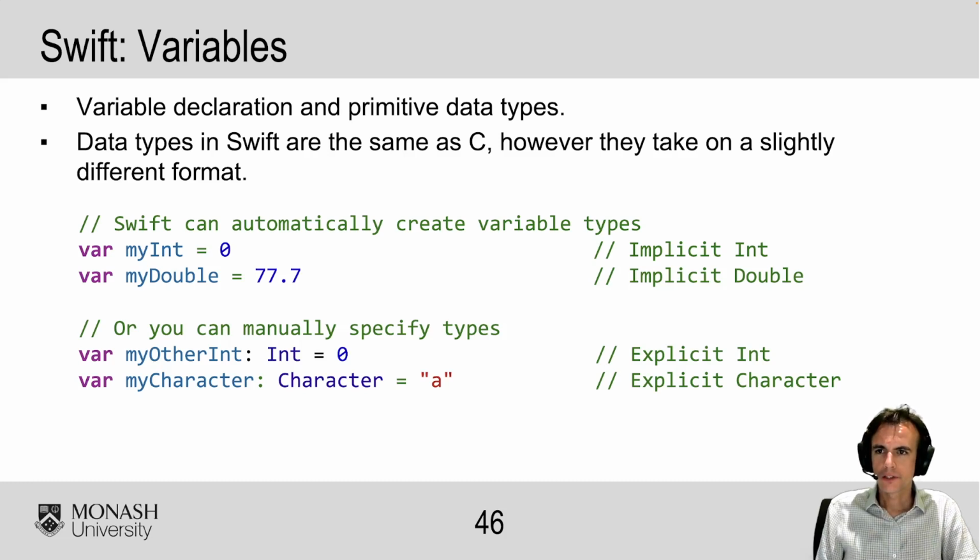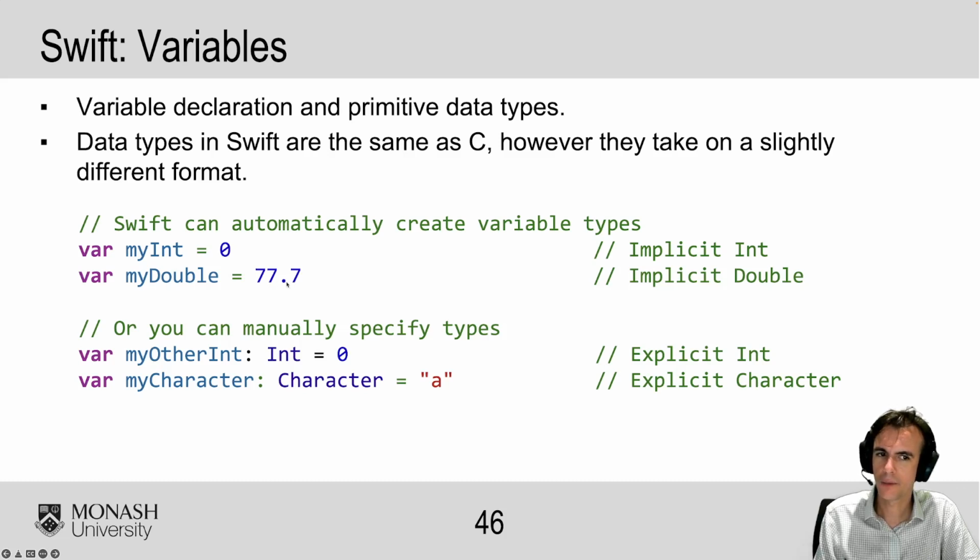So, to start off, variables, variable declaration and primitive data types in Swift. The data types are similar to those in C, however they take on a slightly different format. So first thing is that Swift will try and automatically infer variable types. So if you just define a variable like var myInt and give it a value, Swift will assume that in this case this is an integer and it will be strongly typed. So the Swift compiler knows that anytime you use this variable myInt that it has the int type.